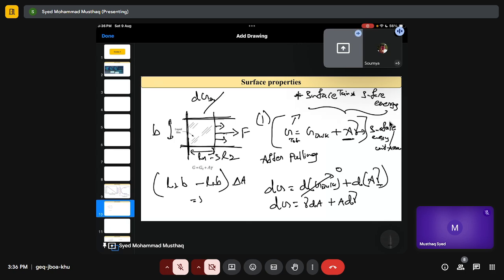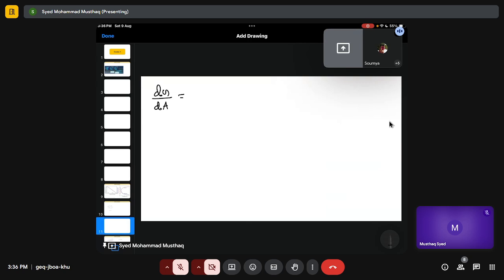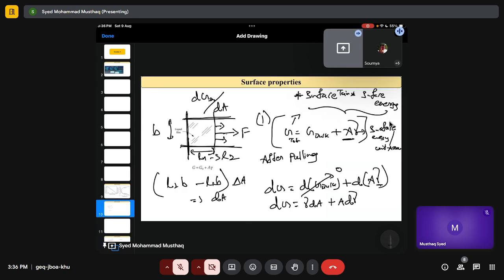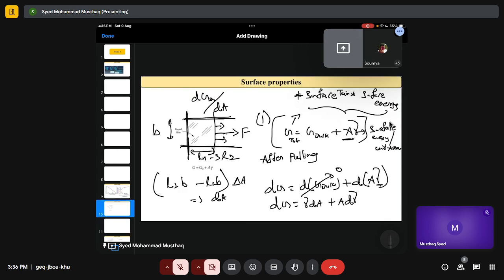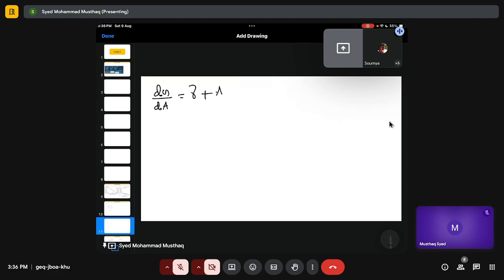And if I take a very small area, it will be dA. So the change in energy of the system with respect to the change in area of the system will be equal to, all I have to do is differentiate with dA. That's all. So at first I will have surface energy plus A, because it's constant here, so D.